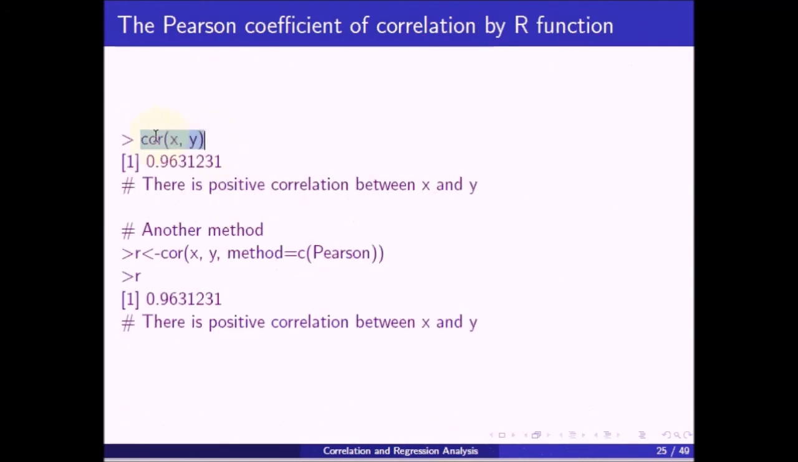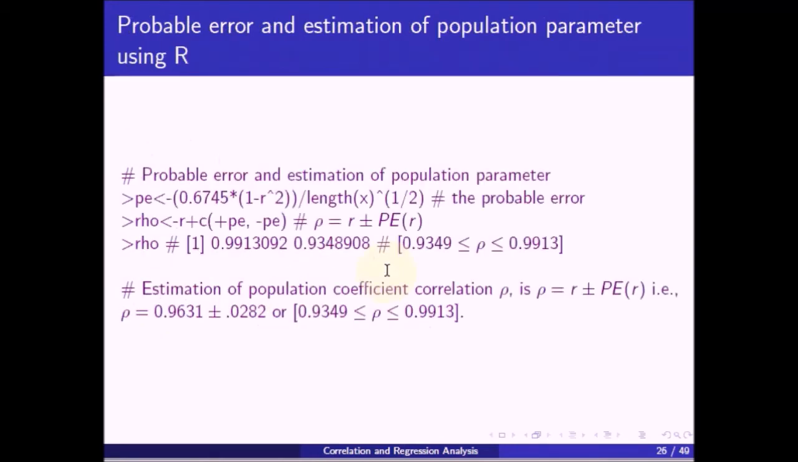And this is our implementation. This is the correlation of x and y, the value is 0.96313, and this is another way we can call the function. Here we use the Pearson correlation coefficient and we get the same answer. These are the lines through which we calculate the probable error and the population range.